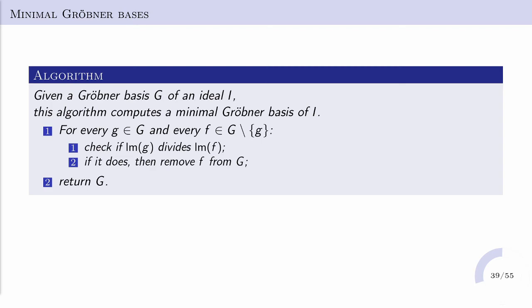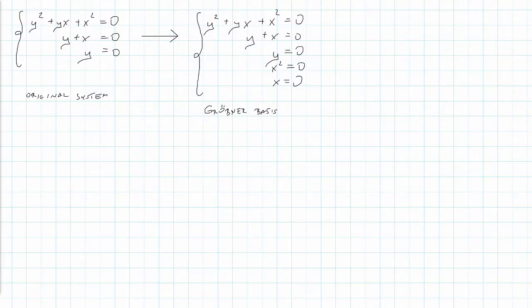Let me continue the previous example. So previously, starting from this original system of polynomial equations, we arrived at a system of polynomial equations such that the left-hand sides form a Grobner basis. Now we can minimalize this Grobner basis. I will mark the leading monomials. So this is a leading monomial, this is a leading monomial, this guy, and this guy.